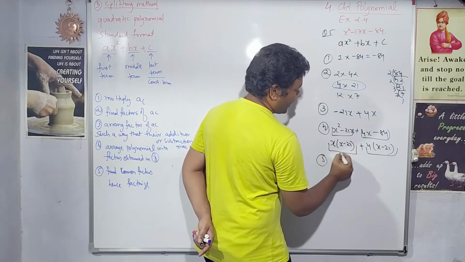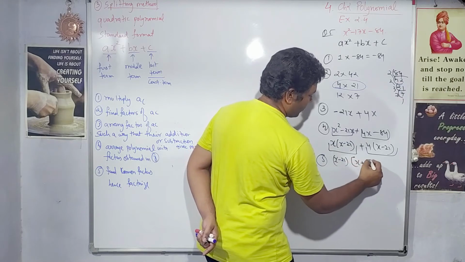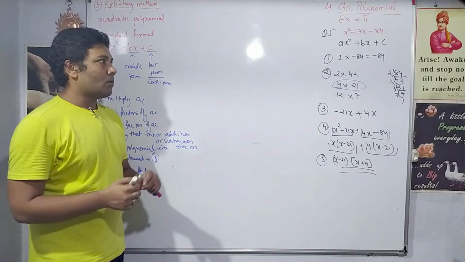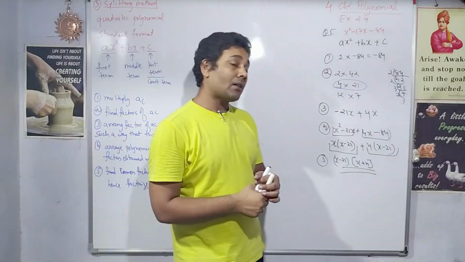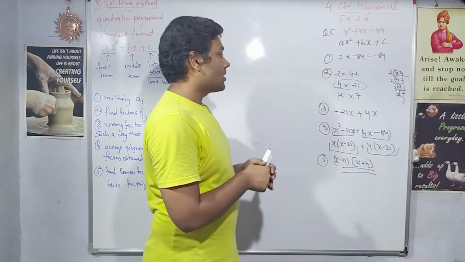From these both you can take out x minus 21 common. What remains? x plus 4. So these are the factors of p of x, right? So splitting method is very easy. Now we'll look at the combination of splitting method and a long division method.